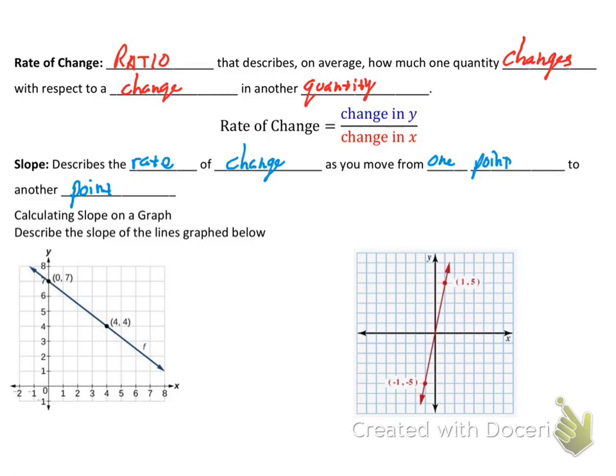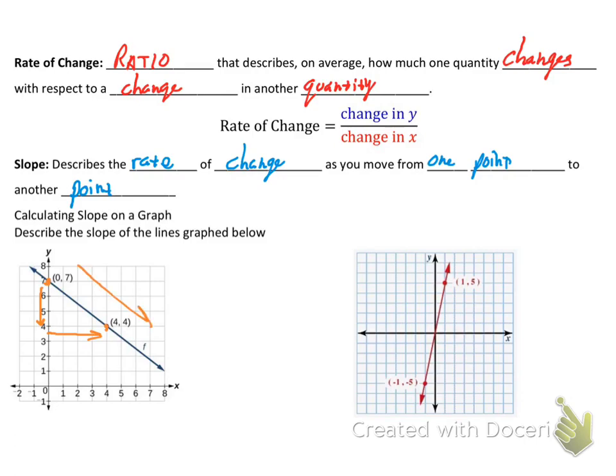If I look at these two graphs below and I want to calculate their slopes, notice that if I started from the y-intercept at 0, 7 and wanted to go to the point 4, 4, I would go down and then I would go over. I would go down in the negative direction, and then over in the positive direction. So that's going to be a negative slope, because I'm decreasing on that line.